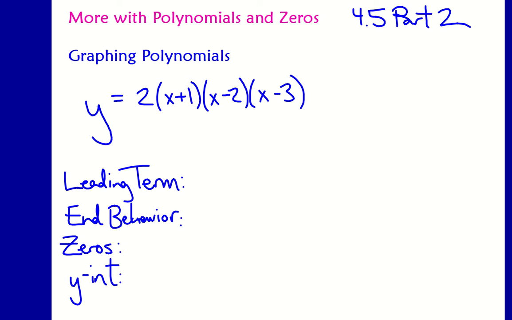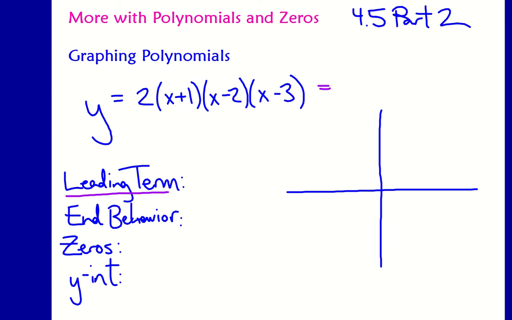For example, in the function y equals 2 times quantity x plus 1 times quantity x minus 2 times quantity x minus 3, it's already factored for us, so that's convenient. And I can think about what these main pieces of the polynomial are going to be to answer some questions. So the first one that we have here is the leading term. I don't actually see the leading term outright because this is in factored form, so I have to think about if I were to multiply all this out, what would I get for the leading term?